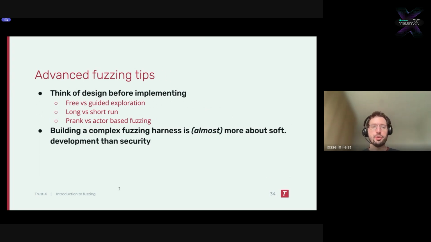And if you focus on short run, you know that the code base might not be fully explored, so you won't be able to target complex interaction. In that sense, you probably want to focus a bit more on function level invariant. The last one, rank versus actor-based fuzzing. I have an example of actor-based fuzzing in the next slide.